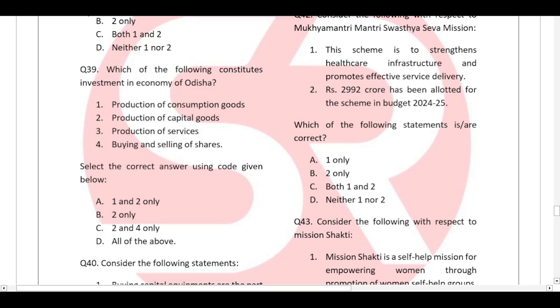Question number 39. Which of the following constitutes investment in the economy of Odisha? Now when we say investment, it should be the investment in capital goods. Capital goods are land, building. So the capital goods will lead to the production of consumption goods, and it will lead to cumulative production, and thus will lead to the growth of the economy. Only then can we say investment. Investment is when something lasts for more than a year and we are investing into capital formation and capital goods. That is when we can call it investment.